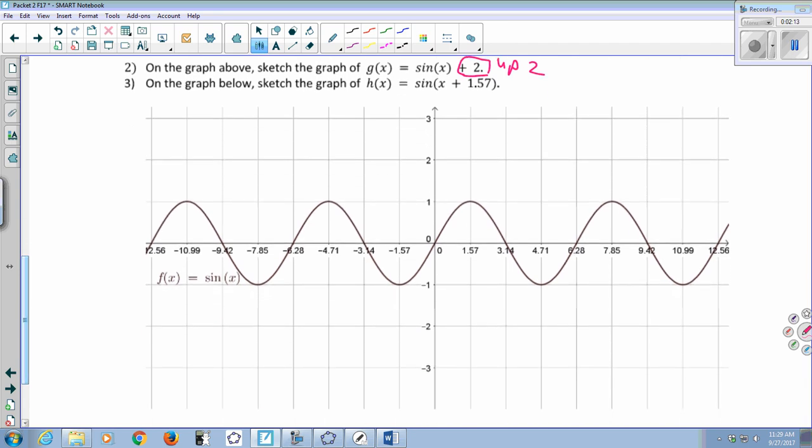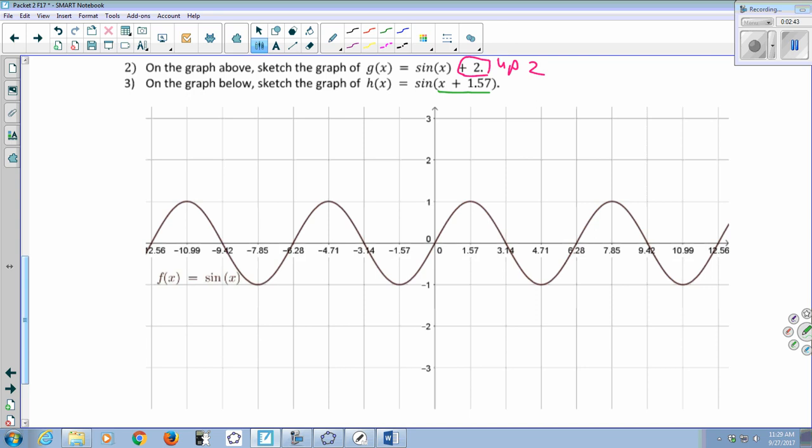Okay, I'm going to do another one. This time I'm going to shift sine of x. I'm transforming it, but I'm changing the x value, right? So that says x plus 1.57. I'm changing the x value, and whenever you change the x value, it does sort of the opposite of what you expect. So you would think that that would move right because of the plus, but when you're changing the x value, it's actually the opposite. So that's going to move left 1.57.